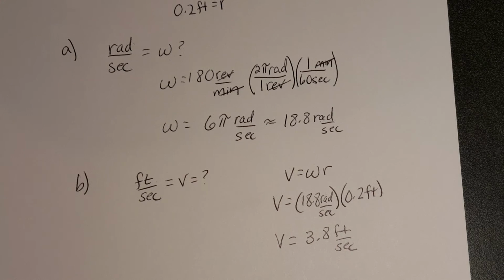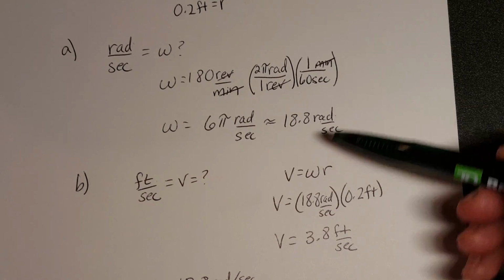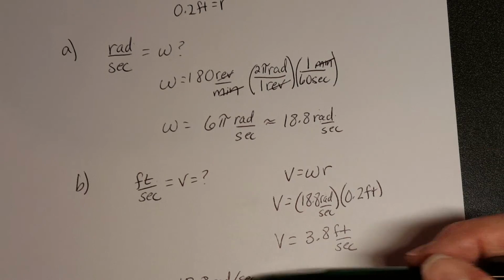So the speed that you have to pull that lawnmower to start it is 3.8 feet per second. And what is the angular velocity at the center of the pulley? Well, the angular velocity at any spot on the pulley is the same on the whole pulley. So the angular velocity is just going to be 18.8 radians per second. It's the same as it was. It doesn't matter where you are on the pulley.